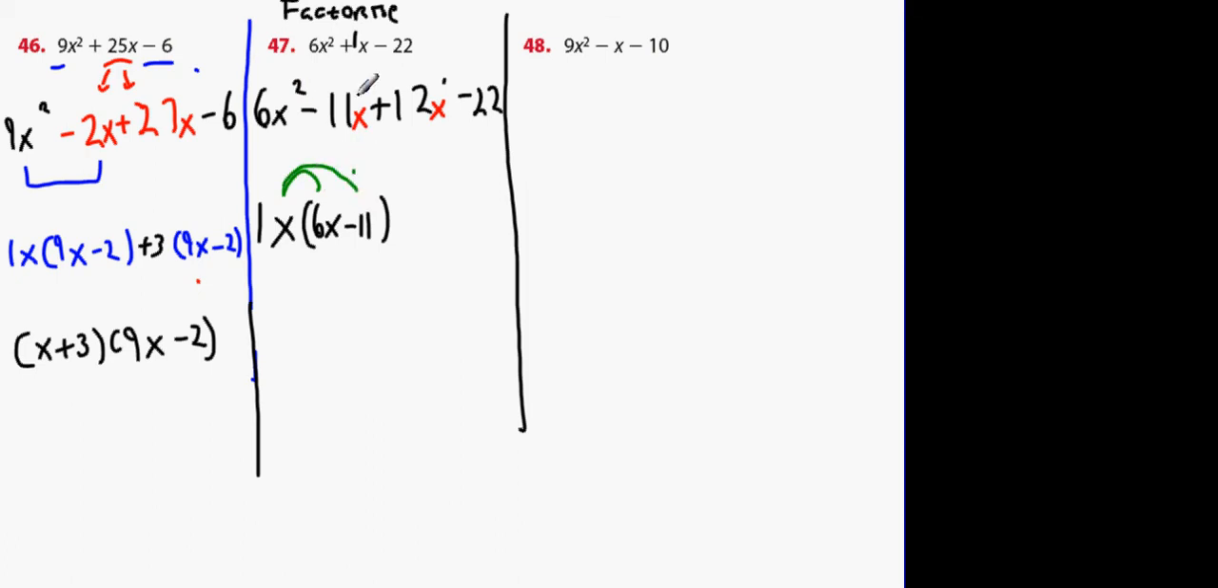What do we know automatically about the second bracket now? It has to be the same. So, what can go in here to make this work? Plus 2. And then our answer is going to be x plus 2, 6x minus 11. Okay.